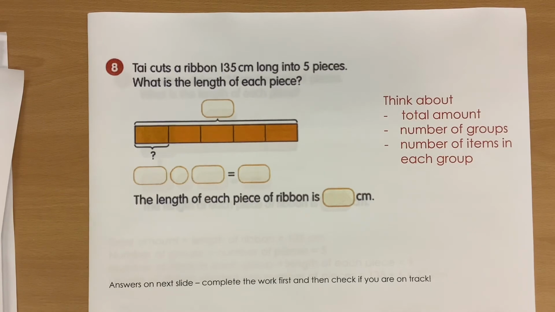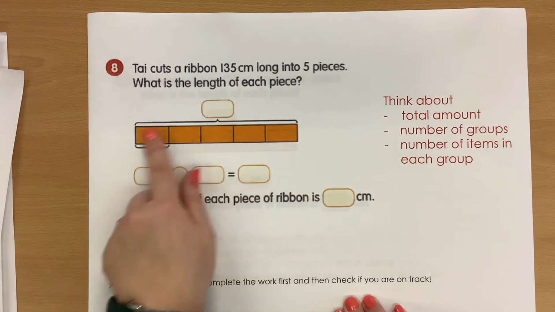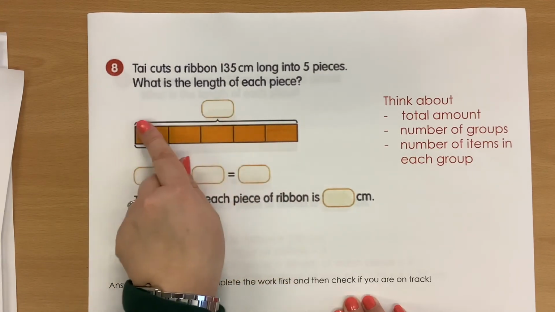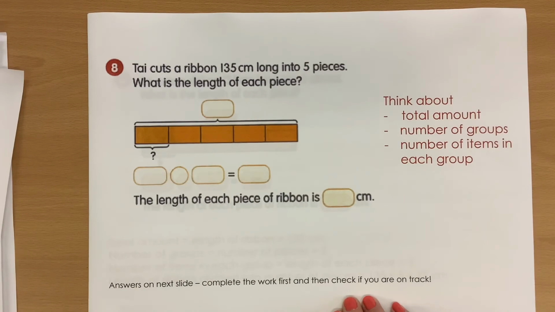Ty cuts a ribbon 135 centimetres long into 5 pieces. What is the length of each piece? So you have a bar model already drawn for you. I'd like you to label the bar model and work out what the number sentence is and work out the answer, please. So pause the video and have a go at that.